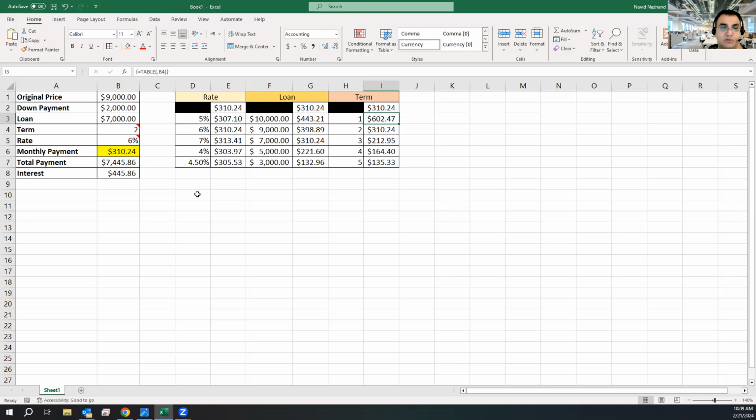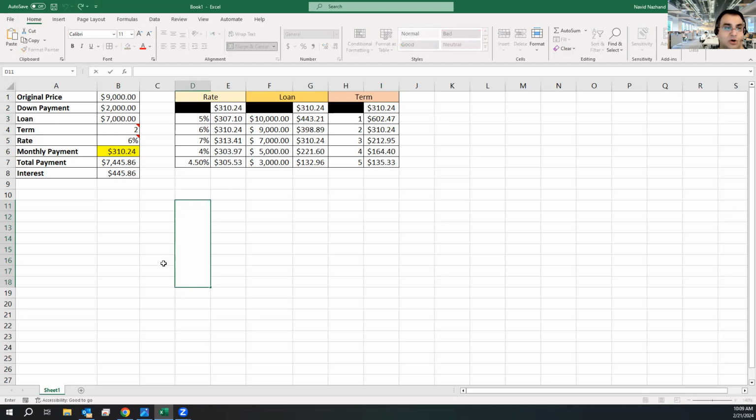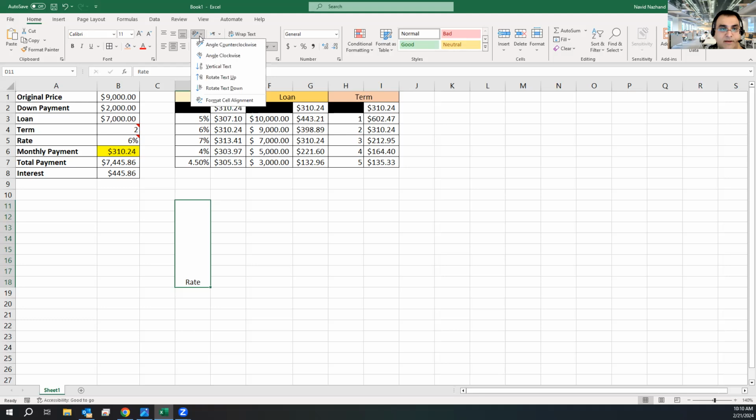So I'm just going to select this area, and I'm going to merge and center that. And I'm going to call it rate. So what if we have different rates? Okay, it should look better. So I'm going to click on this orientation on the top, and I would say rotate text, and I will just put it in the center, make it a little bit larger, so that we can see that better.